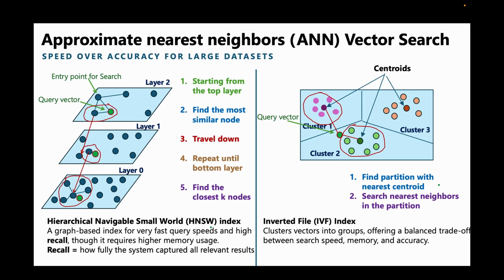In summary, approximate nearest neighbor search offers a balance of speed and accuracy at scale, and hence, in most real world applications, ANN algorithms are preferred because they can return highly relevant results in milliseconds, even over millions or billions of vectors.